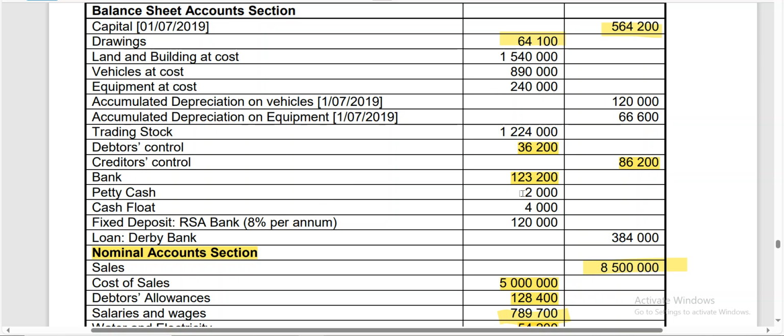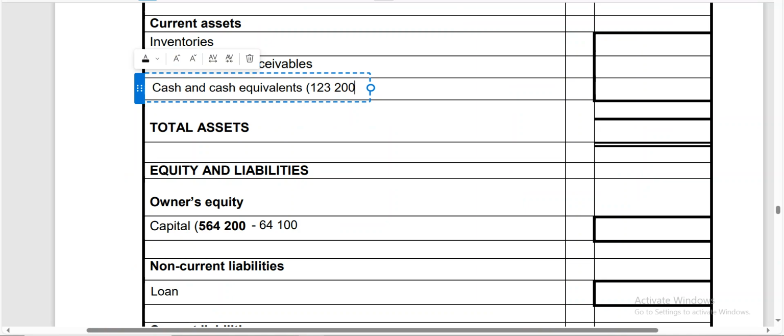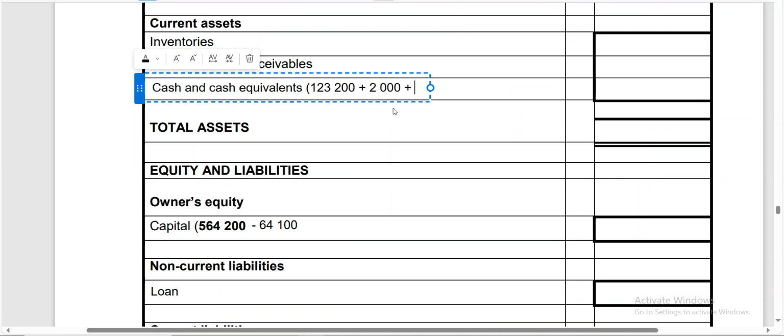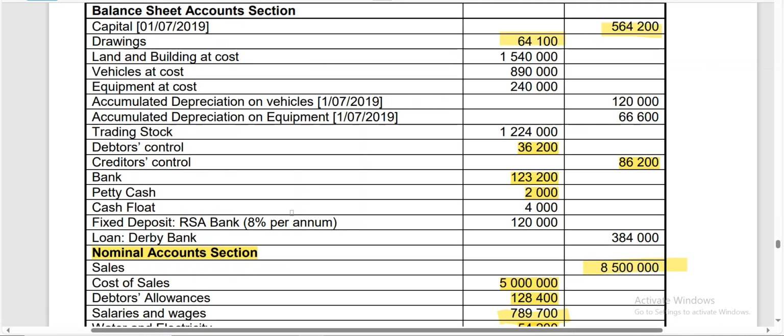We have petty cash for 2,000, so that 2,000 will be added to this, so we'll say plus 2,000 here. And then we'll also say plus, so we also have something else, I think it's cash float. Then we also have the cash float for 4,000, so we'll also say plus the 4,000. And then once we move on, remember this 4,000 has already been used.